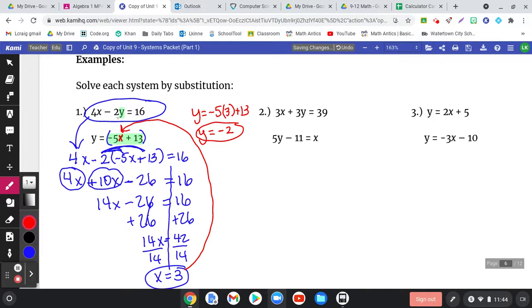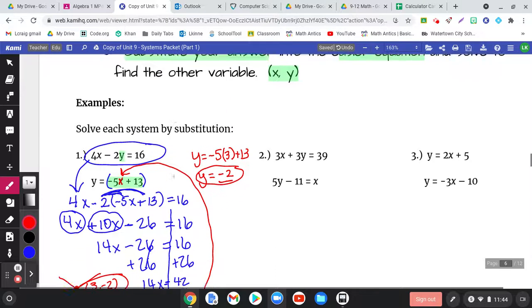So if we were going through and graphing these, you would have had to solve this one for y, find the slope and y-intercept, graph them, find the point where they cross. Here's the x and y value for where they cross. So if we really were plotting these two lines, this point would be the point 3, negative 2. That's your solution.